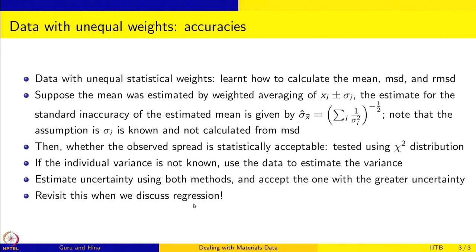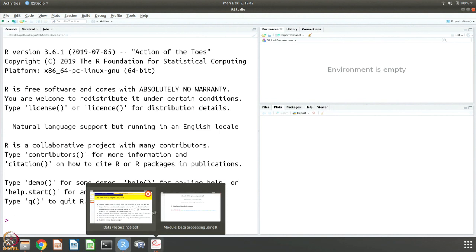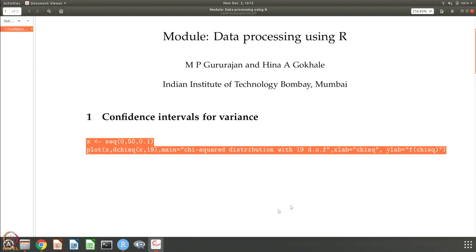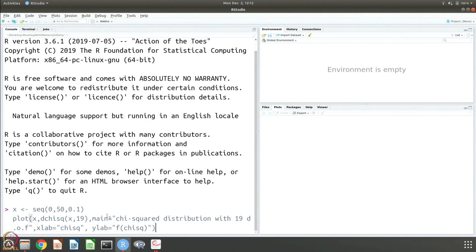For this session, I am just going to show how the chi-square distribution looks. So we will plot that and that will be the end of this session. So we know chi-square distribution, chisq is the command. So let us plot it. So this is the sequence, so 0 to 50.